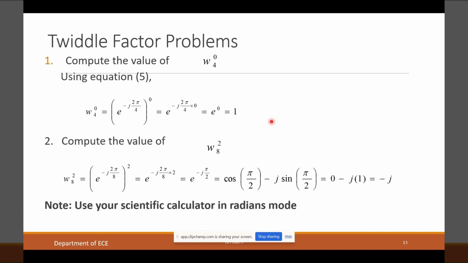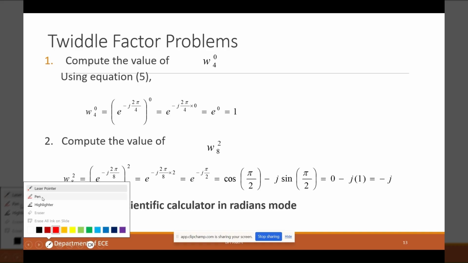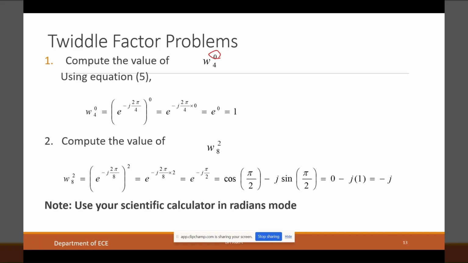So let us go for computing the value of the twiddle factor. Let us take an example, W0 of 4, which means the nk value is 0 and capital N value is 4. Here it is small nk. We know that W0 of 4 can be written as e power minus j 2 pi by N, where N is 4 as per the given twiddle factor. On substituting, e power 0 is 1. So W0 of 4 is 1.